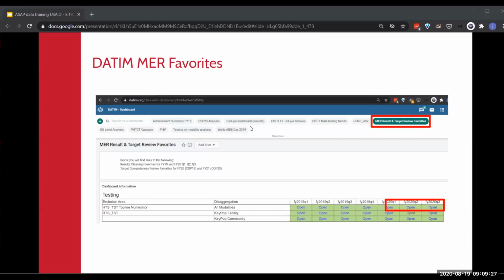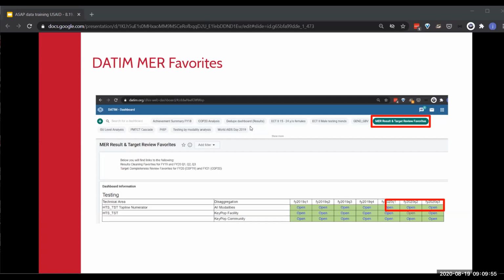So when you log into datum.org, you will see something like this. Now, in the very top, all those little ovals that you see with different things in them, those are my dashboards because I'm logged into my Datum account. You will see different dashboards. However, everyone will see the green oval with the red box around it that says MER results and target review favorites. Now, this is a dashboard that OGAC created and that they push to everyone's dashboard. So everyone should see this.